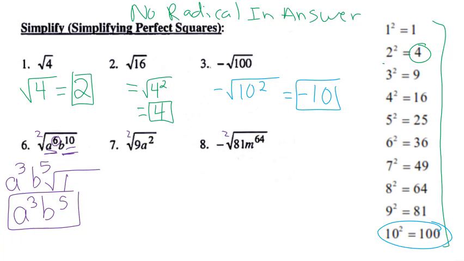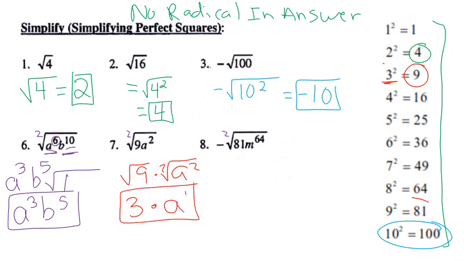For number 7, same idea. So we have variables and we have values here. So I'm doing really the square root of 9 times the square root of a squared. 9 is a perfect square. It's 3 squared. So the square root of 9 is 3. A squared is a perfect square. Again, it's just like dividing that exponent by 2. So 2 goes into 2 one time, so 1 a gets to come out. And then there's nothing inside the radical anymore. And then finally for the last one, same idea.